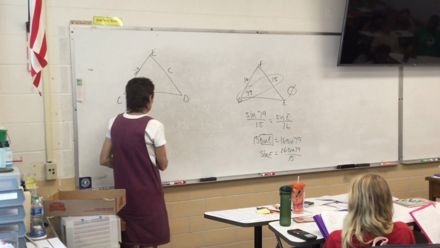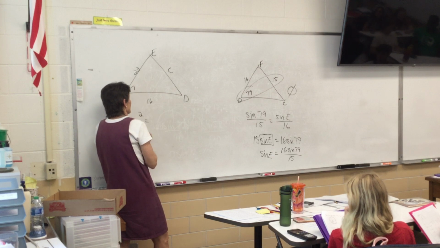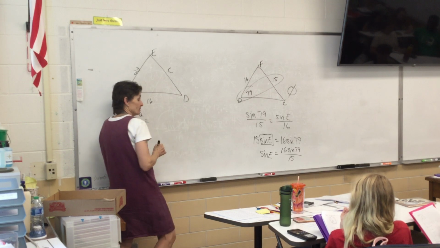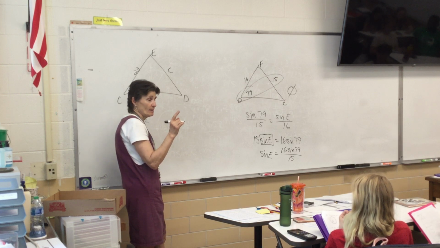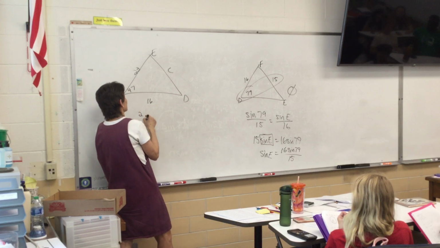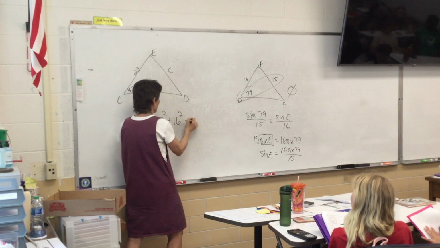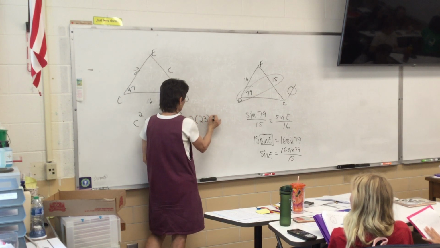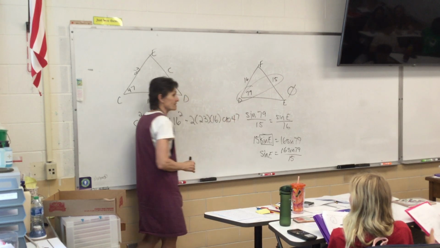All right, here we go. C squared equals, and by the way, don't come to me and want your pants signed on Monday, because this is how I'll sign them right here. You'll have the law of cosines on your pants. C squared equals 23 squared plus 16 squared minus 2 times 23 times 16 times the cosine of 47.